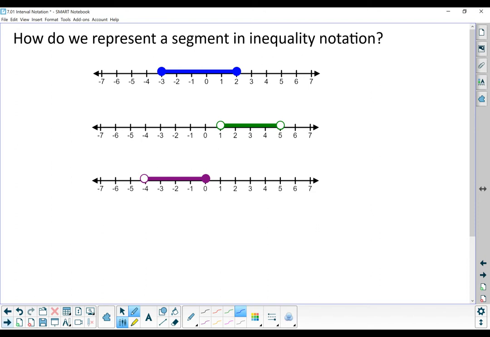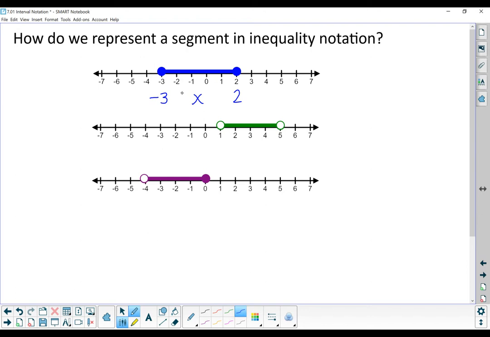So these are segments. They don't have an arrow on one side. It's just a little segment that's between two numbers. So if you need to write this as an inequality, what you can do is write down those two boundary values, and you can put your x right in between.